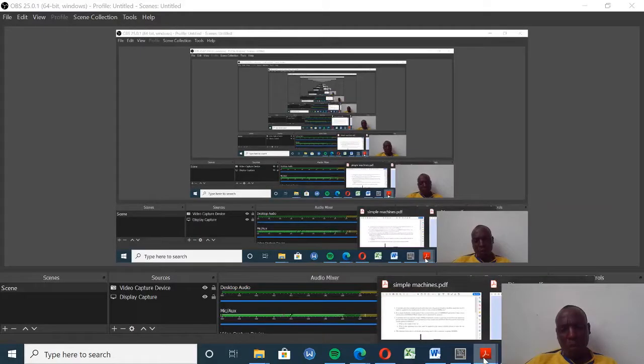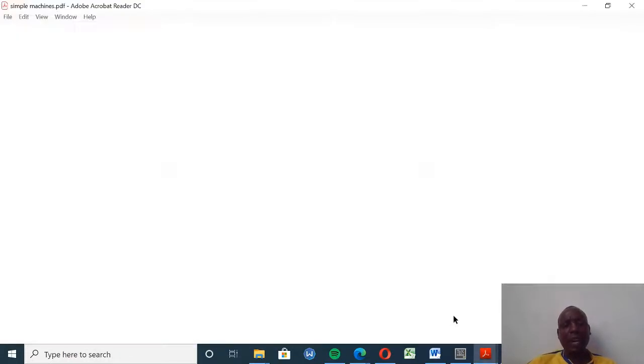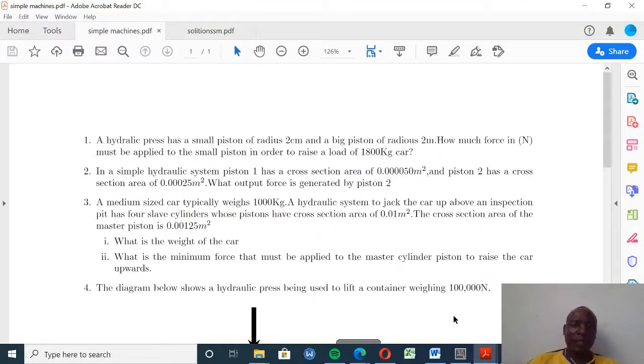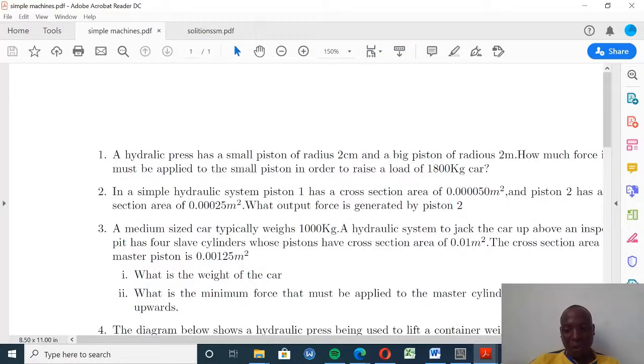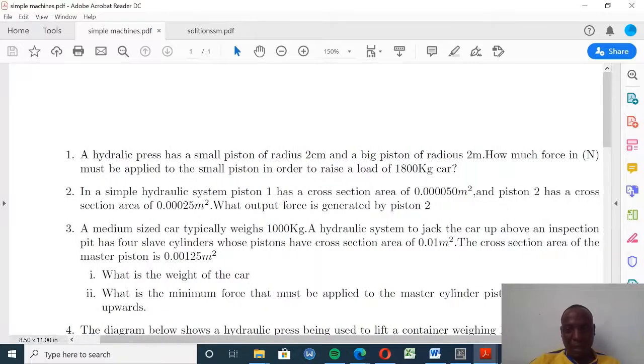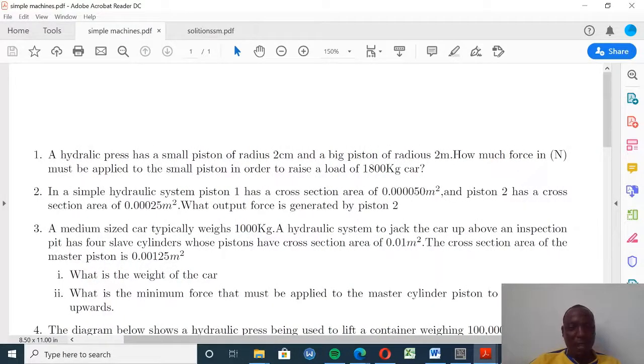Let us go straight to the questions that I gave and see how we work them out. These questions were about the hydraulic press, which you covered in Form 2. So let us just continue with revision, remembering that the work which is supposed to be covered in Form 1 and Form 2 is very important to our study because it is going to be there in the forthcoming examinations.